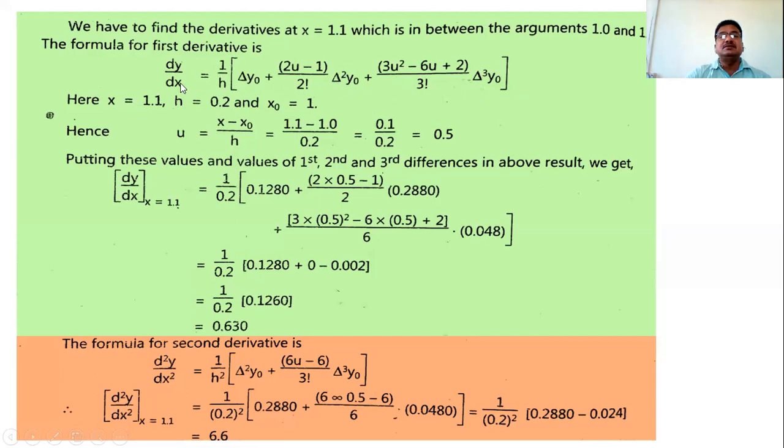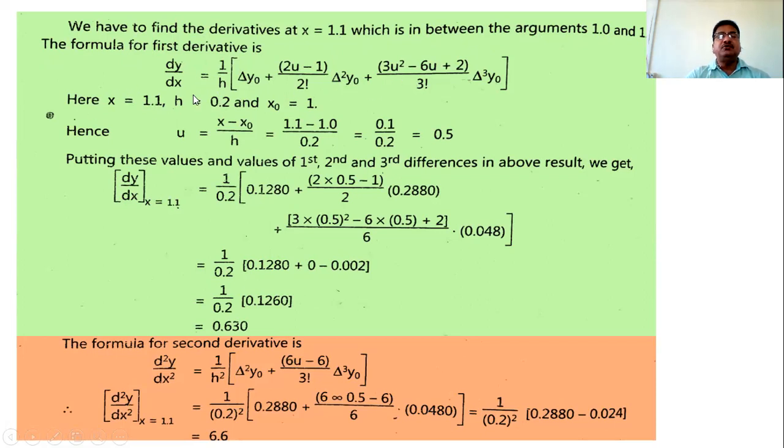And this is the formula used to find the general derivative, that is, the derivative at a point not given in the table. So this point 1.1 lies between 1.0 and 1.2, and so we use this formula. We have to find the first order derivative and second order derivative at 1.1, which is between the arguments 1.0 and 1.2, that is not given in the table, and so we use this general formula. Then find the value of u.